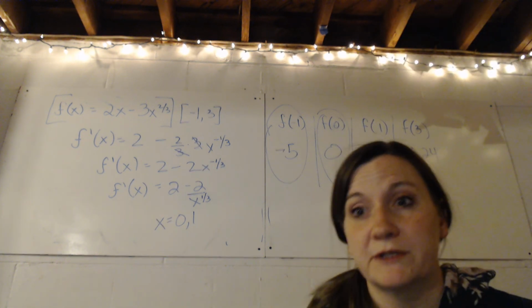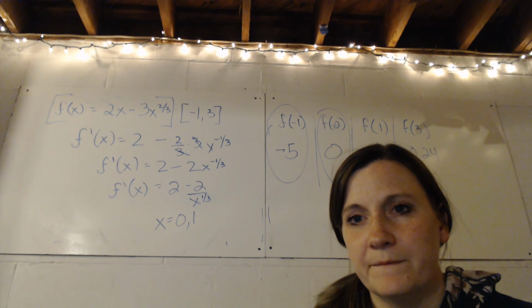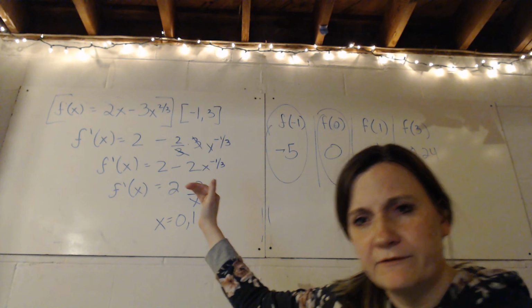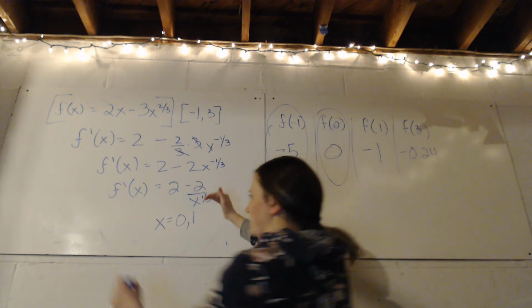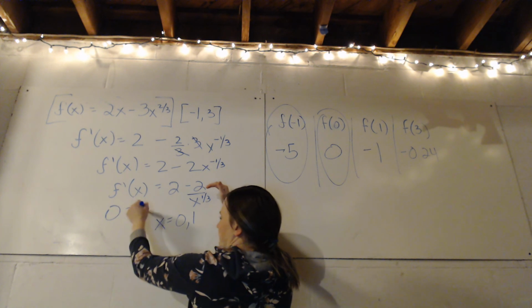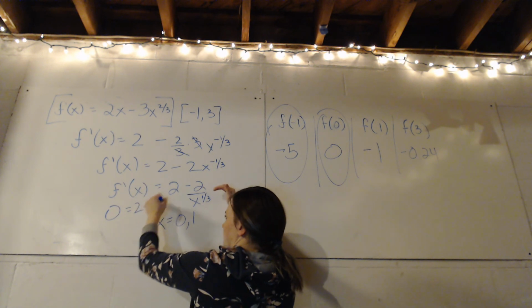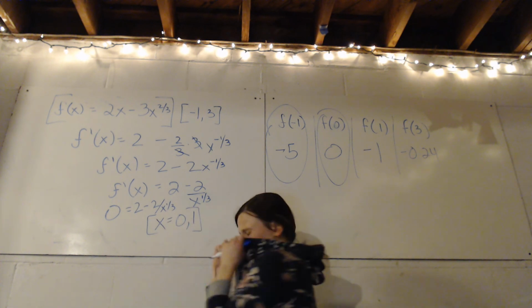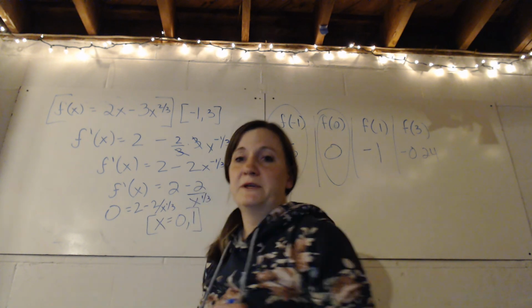Okay, so we're going to stop there for now. Hopefully this makes sense. Again, take the derivative and find where it is 0. I didn't write this final step down very well. So 0 is equal to 2 minus 2 over the cube root of x, which is what I was solving for. And that's how we get those critical points.